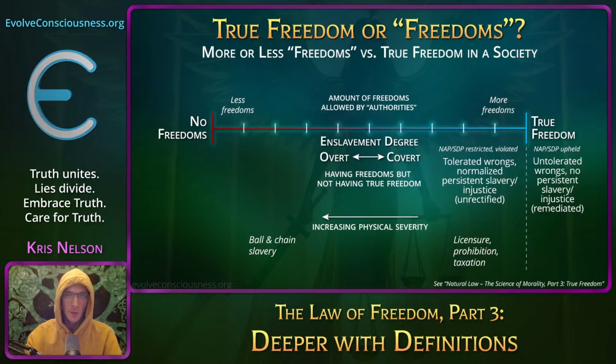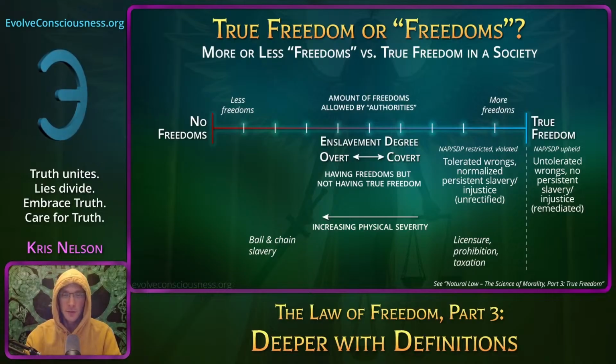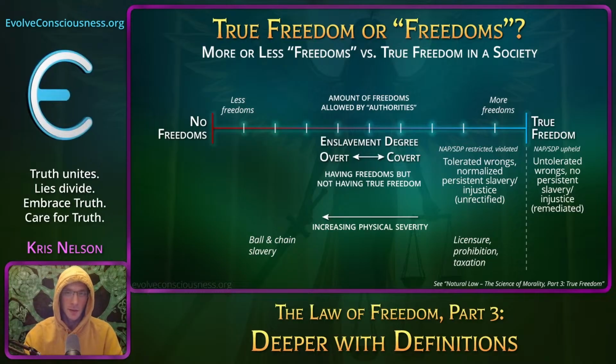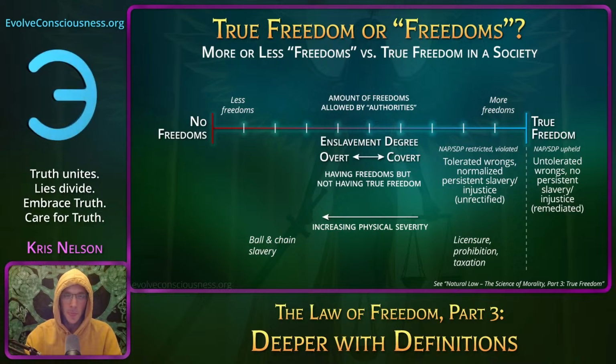So right now we have more covert, so it's not obvious and people don't see it. And the non-aggression principle, the self-defense principle, is restricted or violated when you're living anywhere that's not on the right side in true freedom. Well, that means you're living in restrictions and violations, because you have more freedoms relative to less freedoms, but you don't have true freedom. So this is where we have tolerated wrongs, normalized and persistent slavery and injustice that is unrectified. You have freedoms, but not having true freedom.